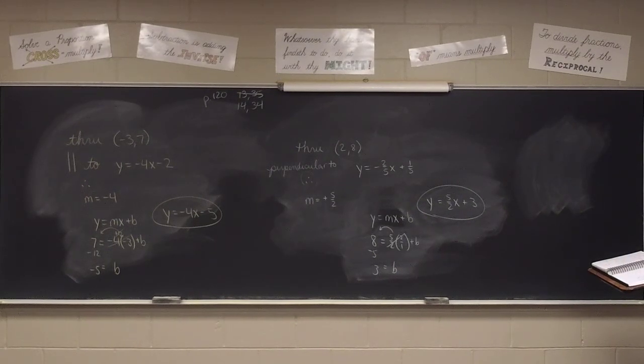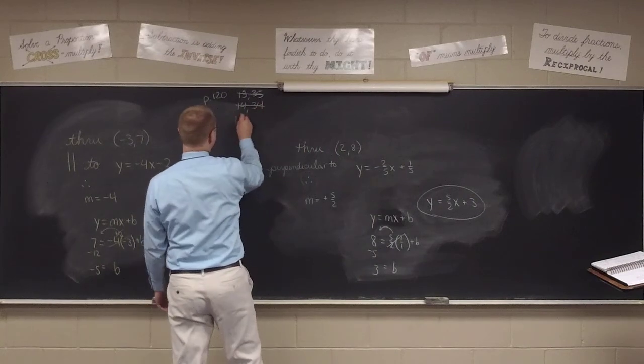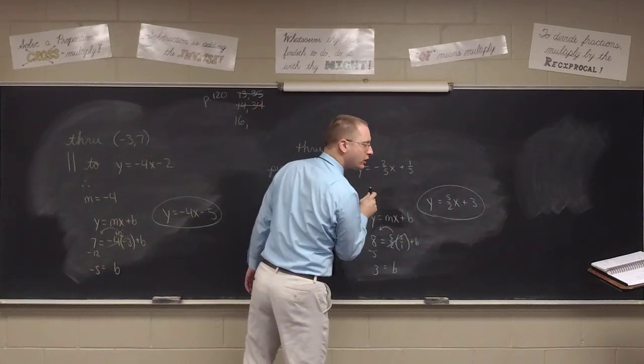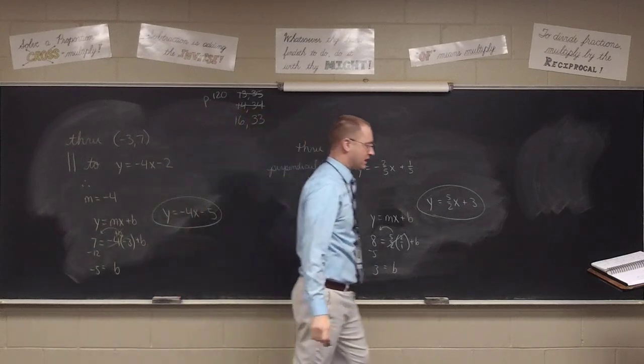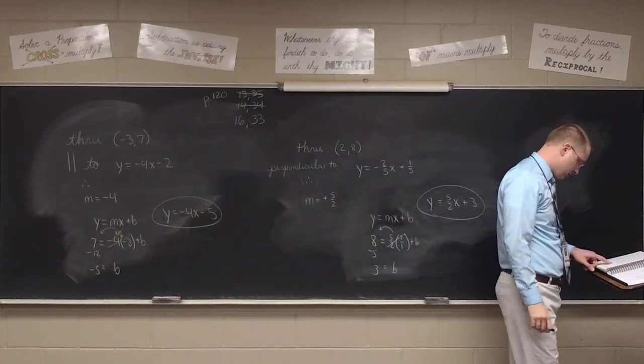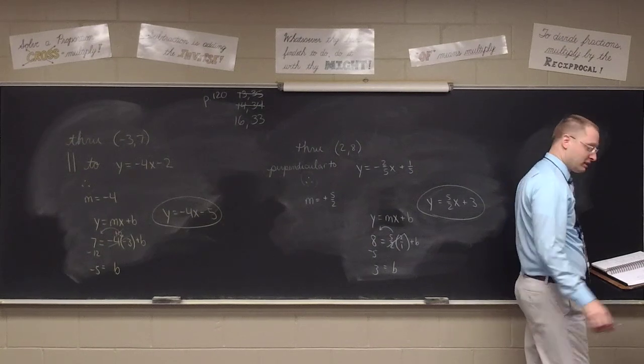Do we get number 14 correct? Y equals negative 4x negative 5. And number 34, y equals 5 halves x positive 3. Excellent. Let's do just two more of these then, 16 and 33. I was like, I don't think there is a 36 actually. Oh, there is. I'm going to do it because lazy.